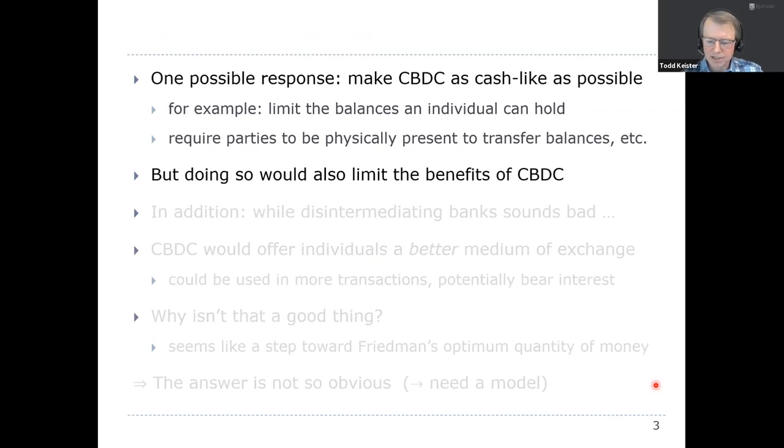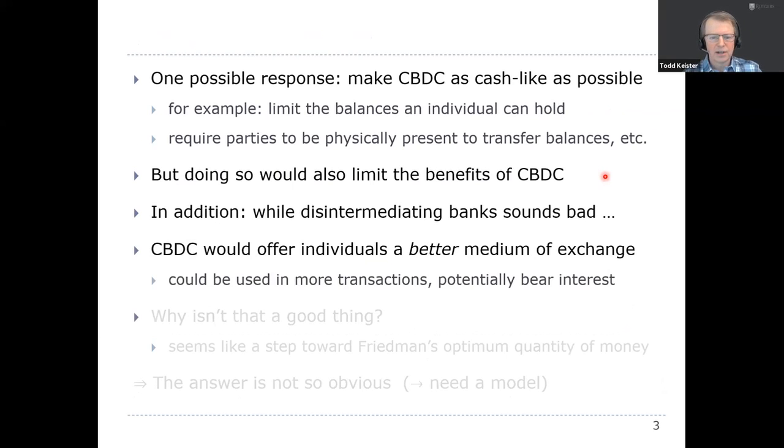So in response to this concern, some policymakers have suggested a CBDC needs to be as similar to physical currency as possible. And this could be achieved, for example, by somehow placing limits on the amount any individual can hold, making it hard to hold very large balances. Or you could even require both parties to a transaction to be physically present. So if, for example, you have to touch smart cards in order for a value to be transferred. But these approaches seem like they might be throwing the baby out with the bathwater, so to speak.